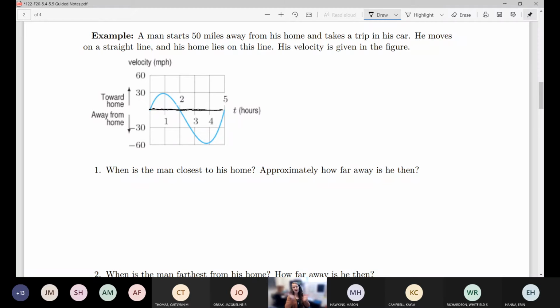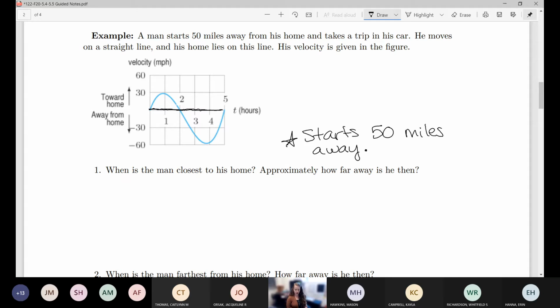Anyway, so we want to ask, when is the man closest to home? Approximately how far away is he then? So essentially, remember, let me just, because I'm going to want to scroll down a little bit, let me write this here. So he starts 50 miles away.